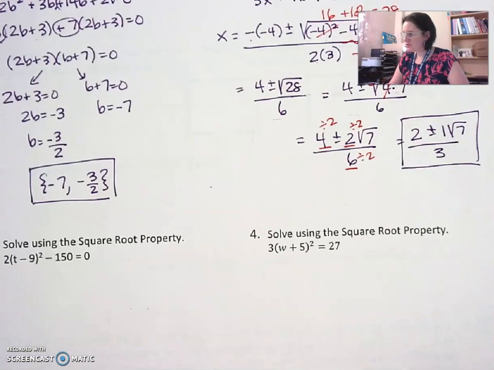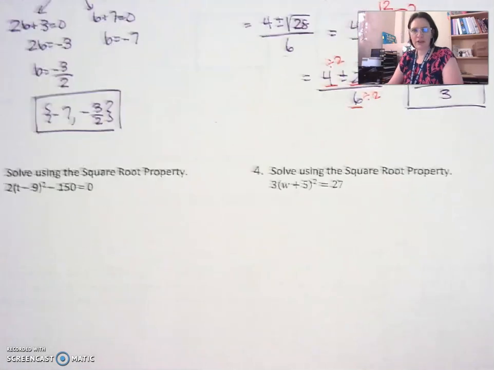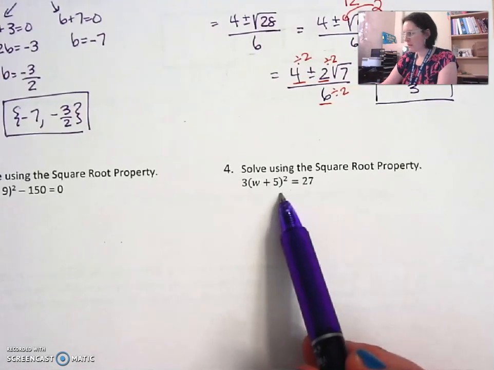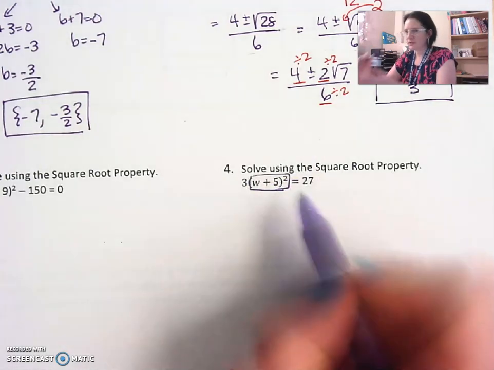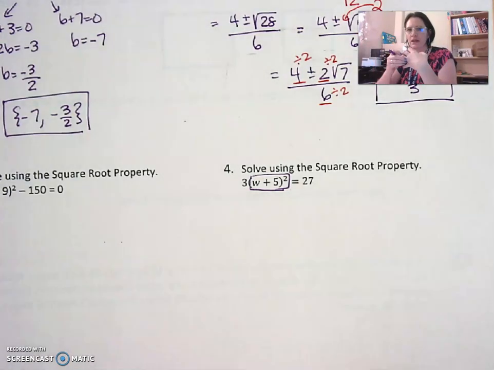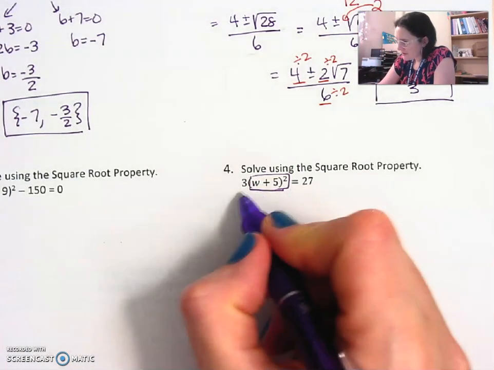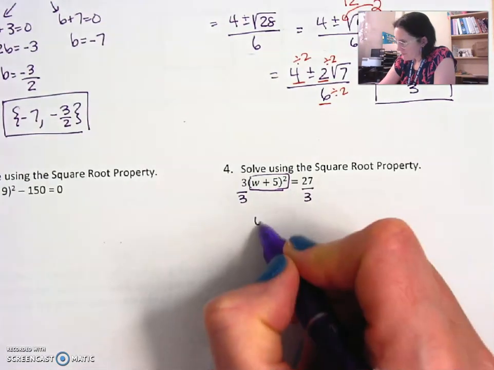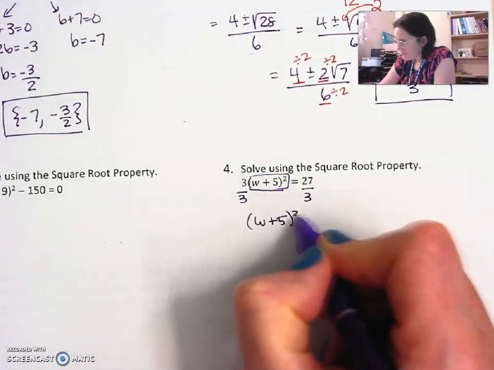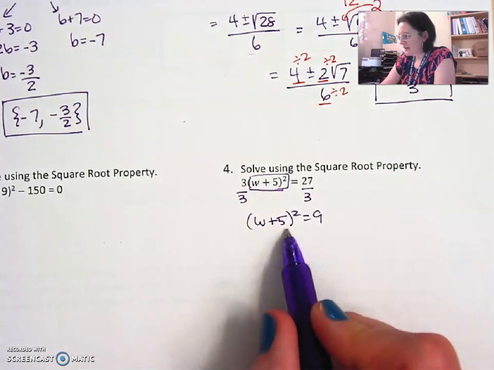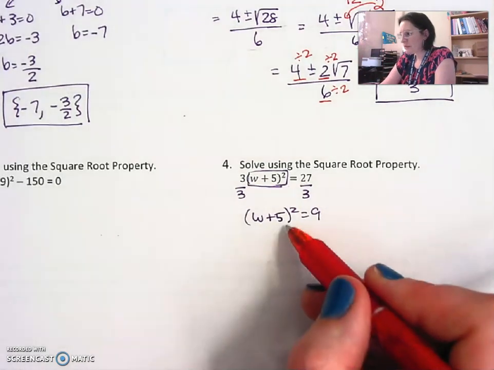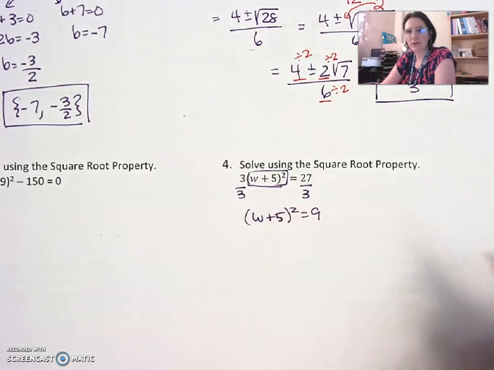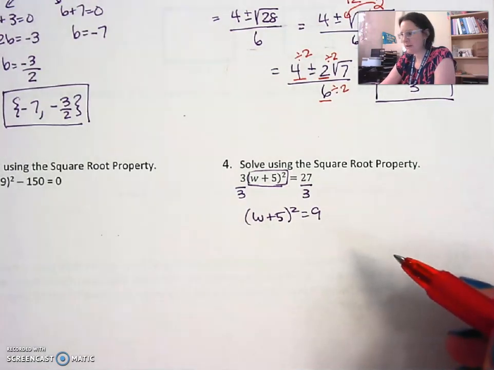The next two problems are square root property. I'm going to start with this one first. Remember, the point of the square root property is to get this by itself so that you can square root both sides. So I'm going to start by dividing off the 3. So I have w plus 5 quantity squared equals 9. Now, I saw a lot of people today trying to FOIL or write this as w plus 5 squared. That's not wrong, but this particular property doesn't work like that.